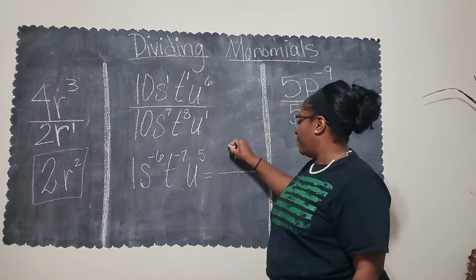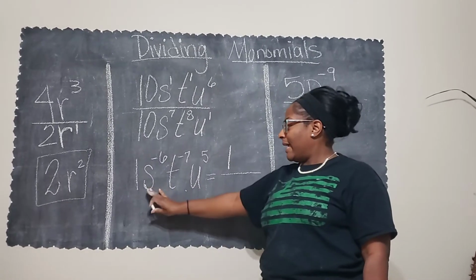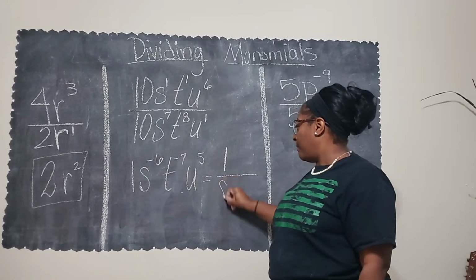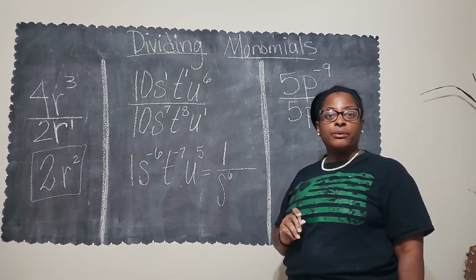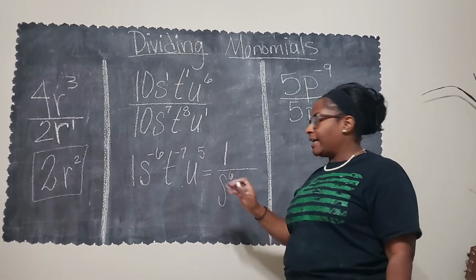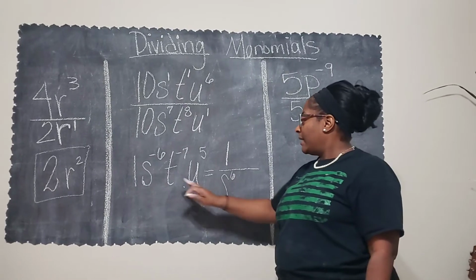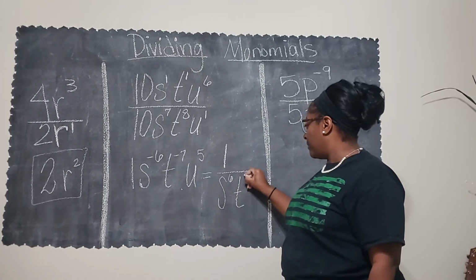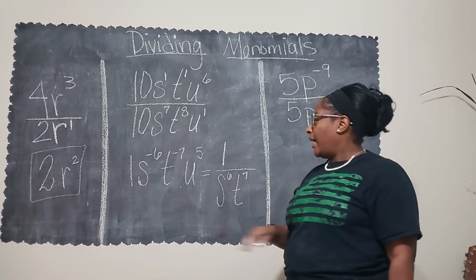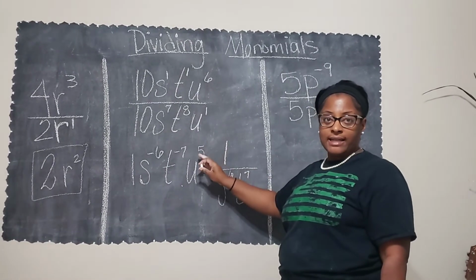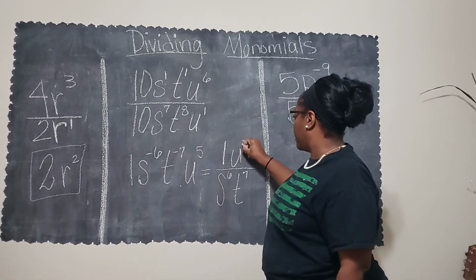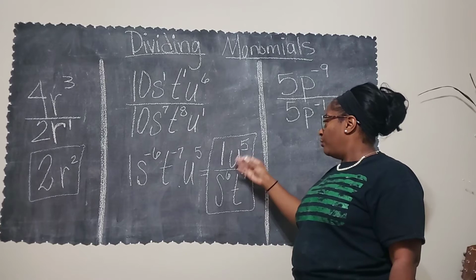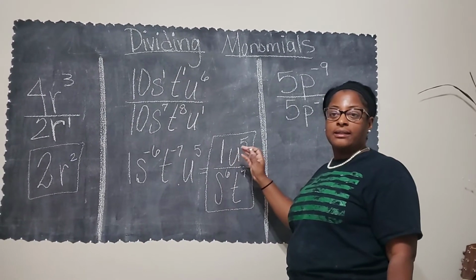My 1, I can put it up top in the numerator. But my s has a negative exponent. And when it has a negative exponent, if I move it to the denominator, the variable stays the same and the exponent becomes positive. The t to the negative 7, if I move it to the denominator, becomes t to the positive 7. And u to the 5th already has a positive exponent, so it stays in the numerator. So my answer would be, and remember in math, you don't have to put the 1, u to the 5th divided by s to the 6th, t to the 7th.